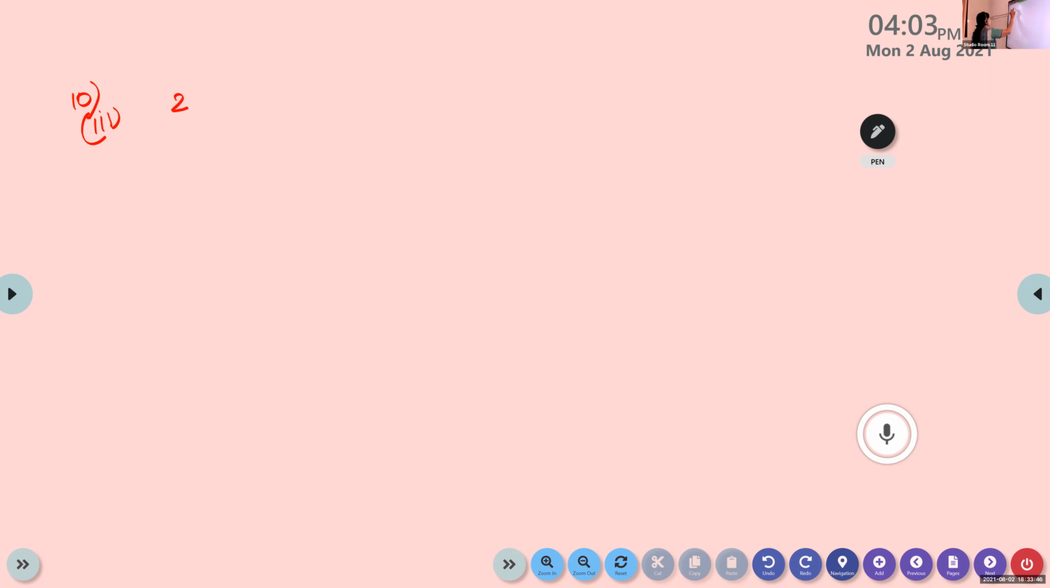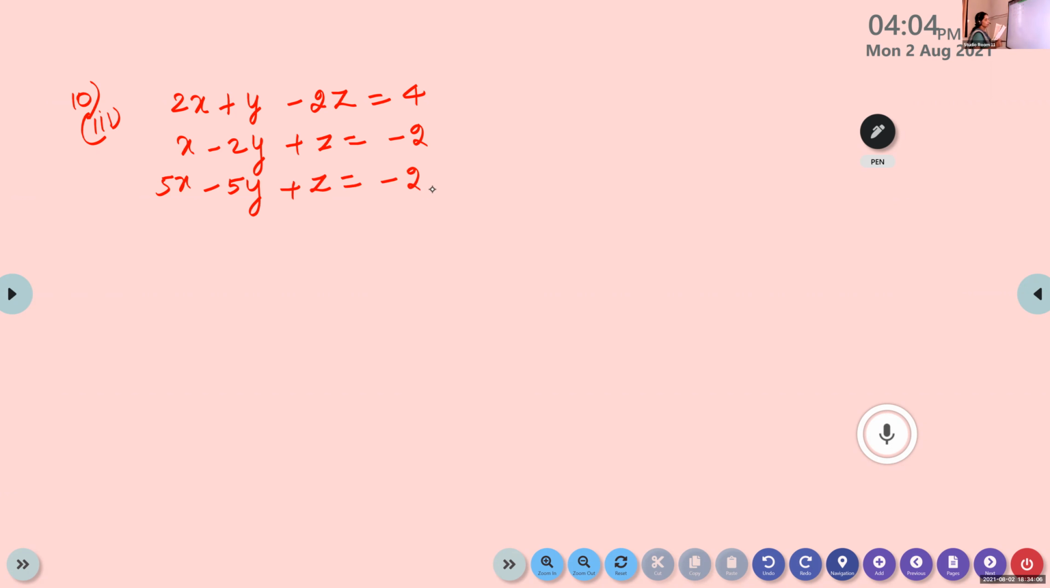2x plus y minus 2z is equal to 4. x minus 2y plus z is equal to minus 2. 5x minus 5y plus z is equal to minus 2. So it is non-homogeneous and it is in the general form, isn't it?